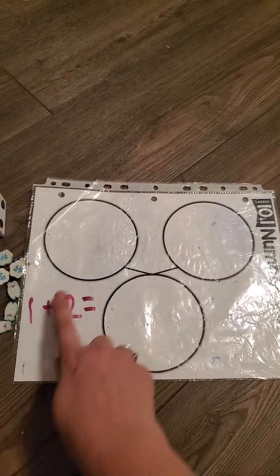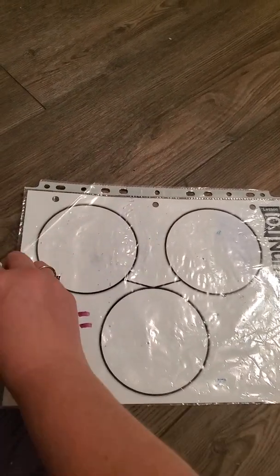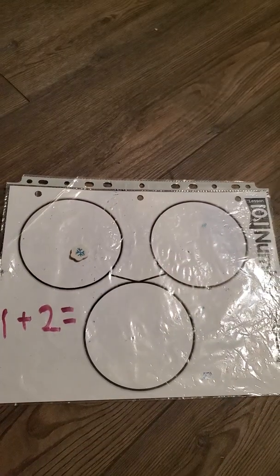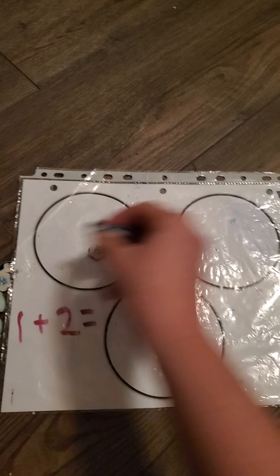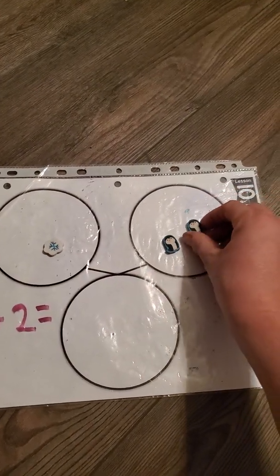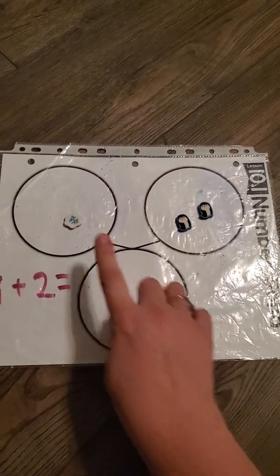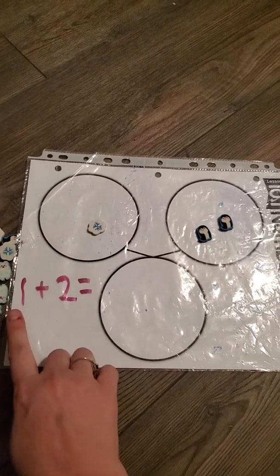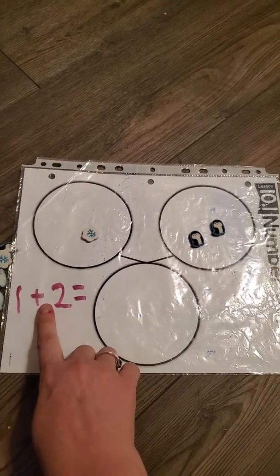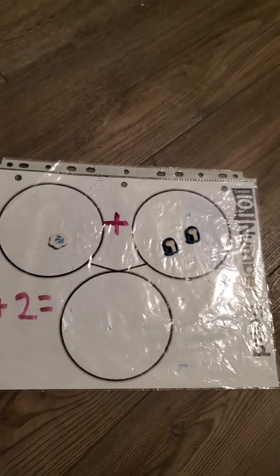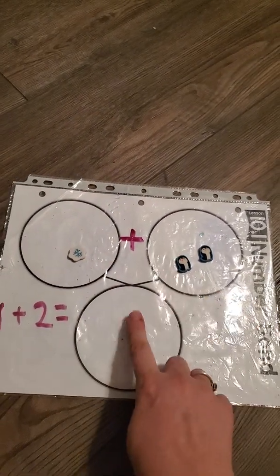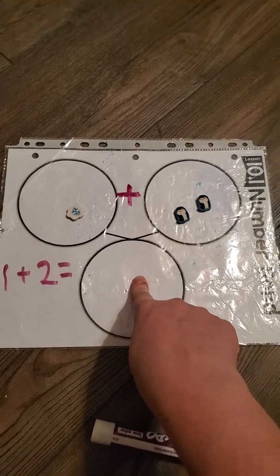Okay, so in your first bubble, if it says 1, you're going to go ahead and put 1 counter. And now the next one says 2, so you're going to put 2 counters in the other bubble, okay? So now you have a part and a part. And it says add, so you can pretend that there's a plus sign in the middle of your parts, and then you want the whole, which is your answer, your sum, okay?